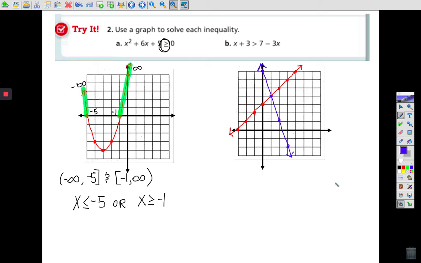How many times do these two graphs intersect? Once, at x equals what? 1. But we're not dealing with equals, we're dealing with inequalities, right? So we're going to say x is greater than 1.